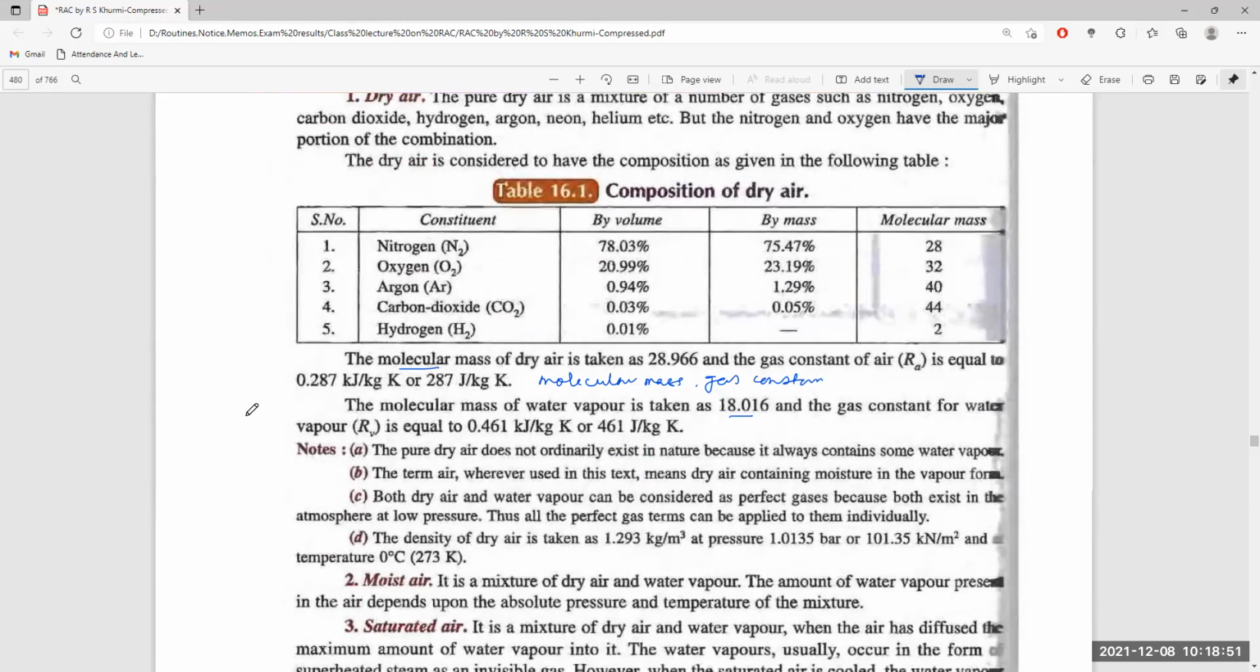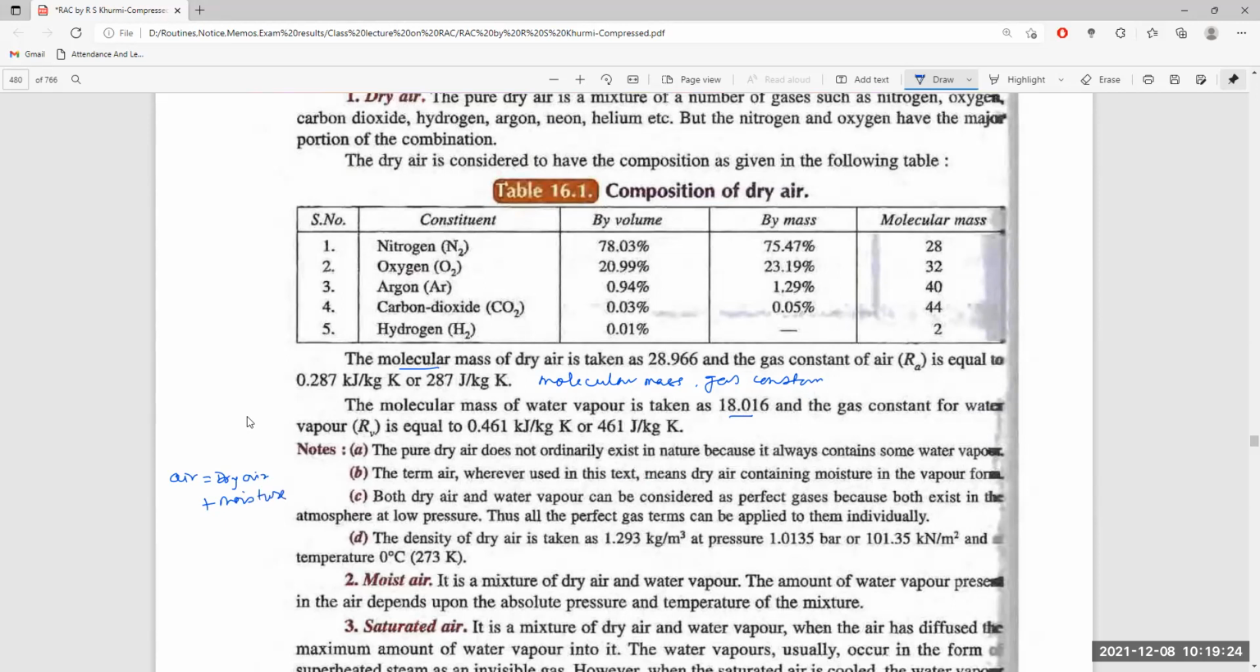Pure dry air does not ordinarily exist in nature because it always has some water vapor. These are certain important points. There is no pure dry air. There must be some water vapor. The term air, whenever used in this case, means dry air containing moisture in vapor form. So air is equal to dry air plus moisture.